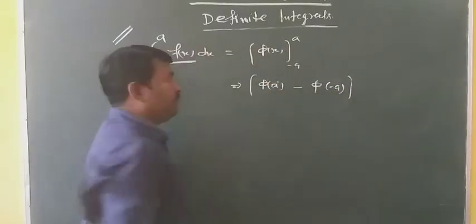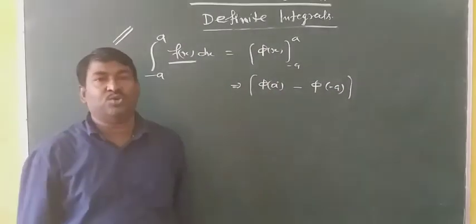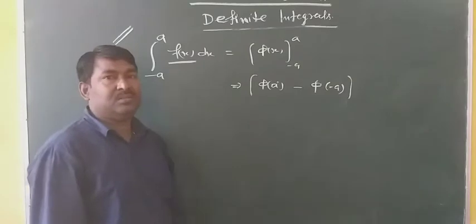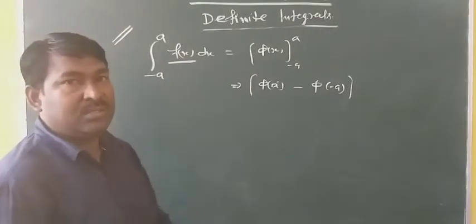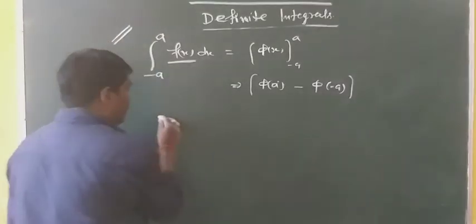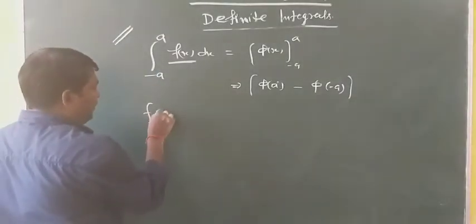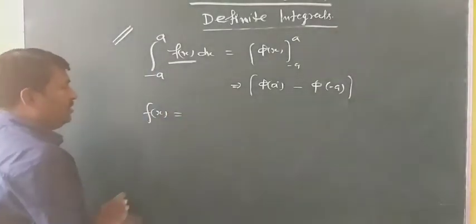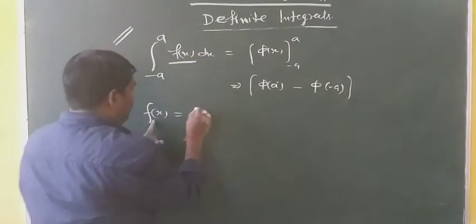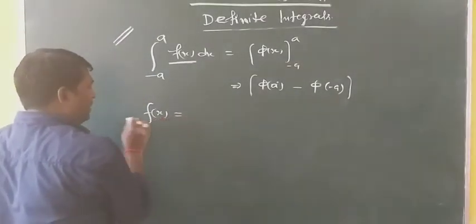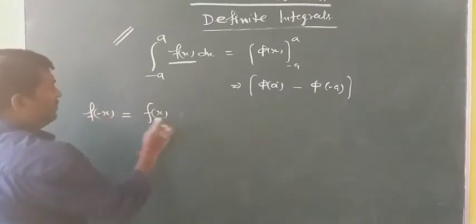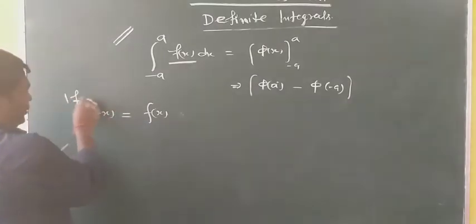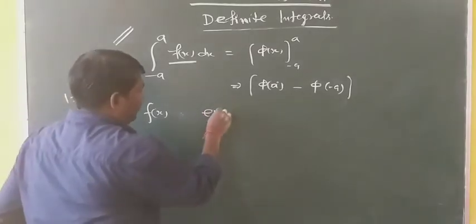Now see, when is a function said to be even or odd? A function f(x) is said to be even if you put minus x in the place of x, and still you get the same result. If it is so, then it is an even function.